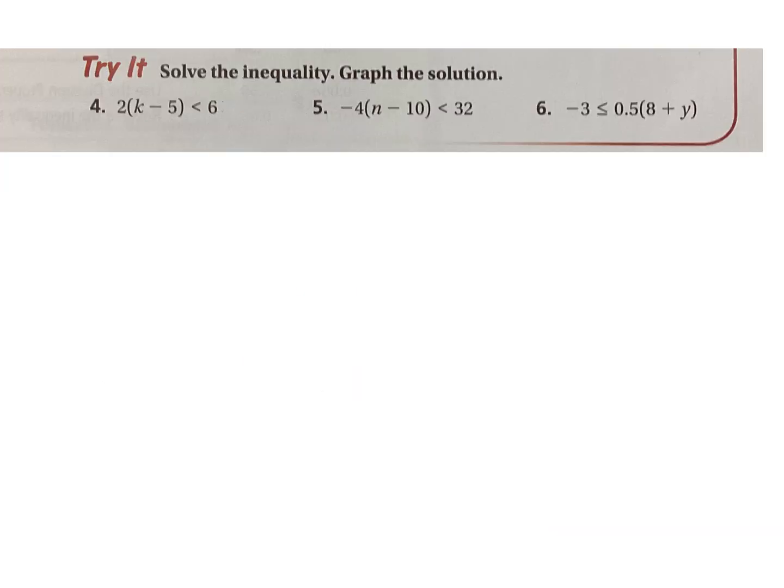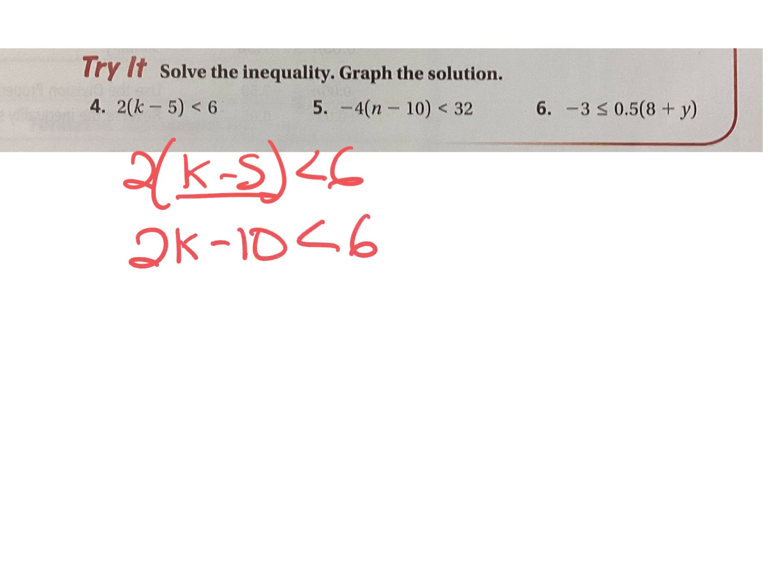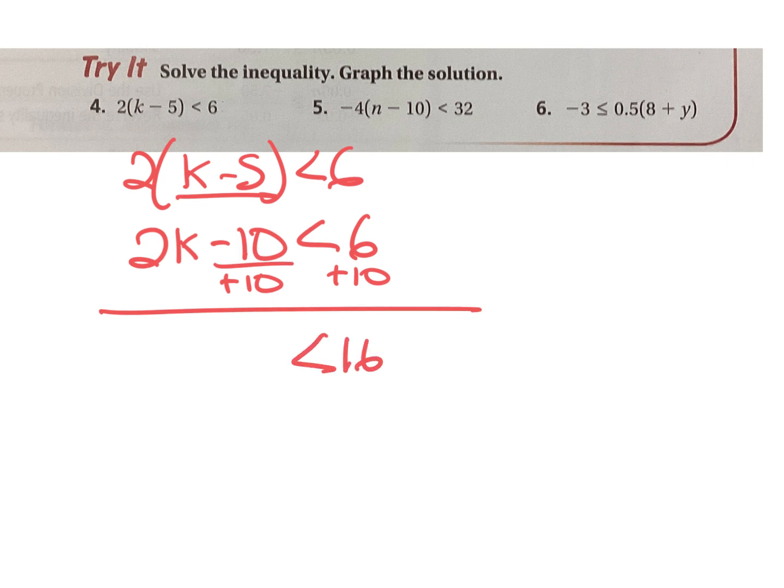All right, 3 more, and then I'll have you do 3 on your own. Number 4, it's 2 parentheses k minus 5 less than 6. I can't do anything in the parentheses, but I can distribute it. 2k minus 10 less than 6. Get rid of this negative 10 by adding 10 to each side. That gets me 16, 2k. To get rid of the 2, I divide each side by 2, k less than 8.